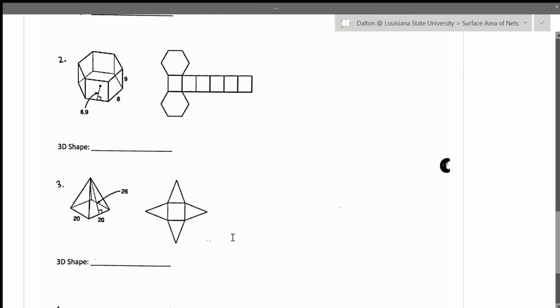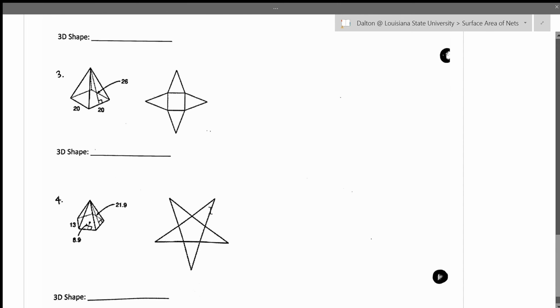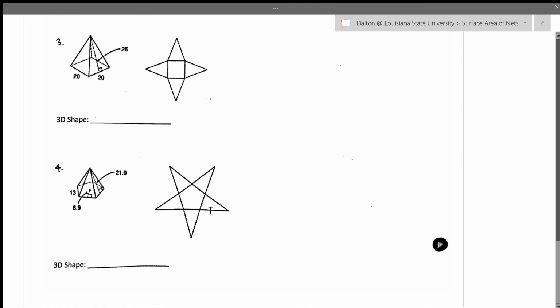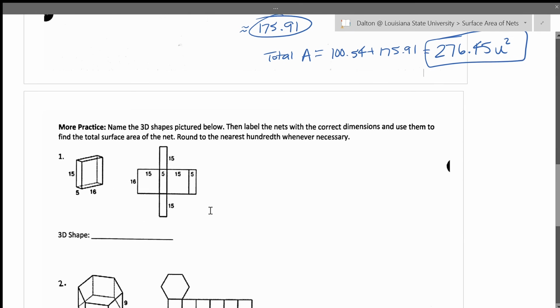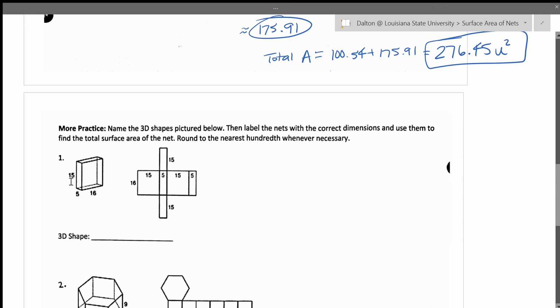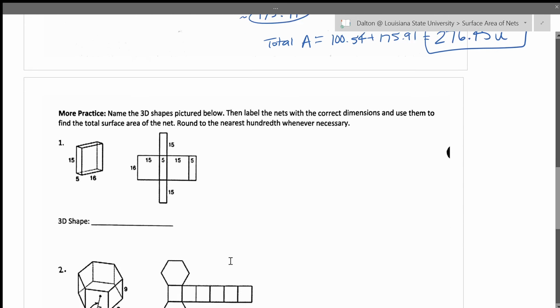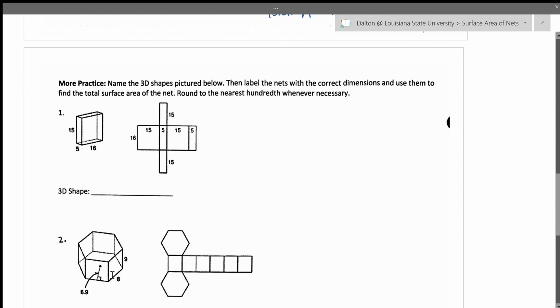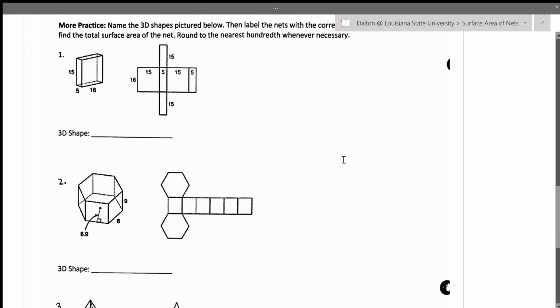And then number 3 is a pyramid. Okay, so you've got some triangles here, so you'll be using the area formula for a triangle. And then number 4 is another type of pyramid. Okay, so your first job is to name the 3D shape, and then if it's not already labeled, you want to label your net with all of these values, and then use those to find the areas of the 2D shapes, and then add them all up to get your total area.